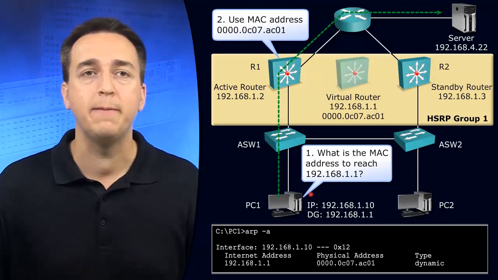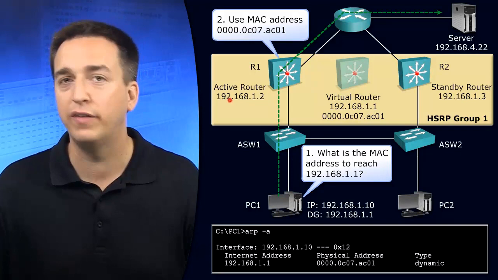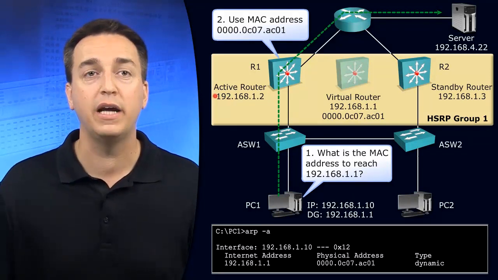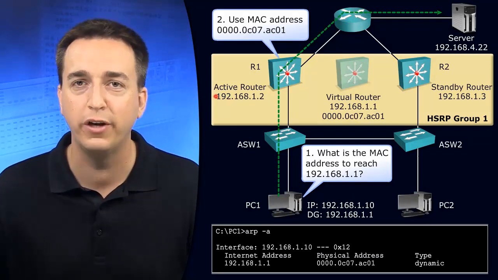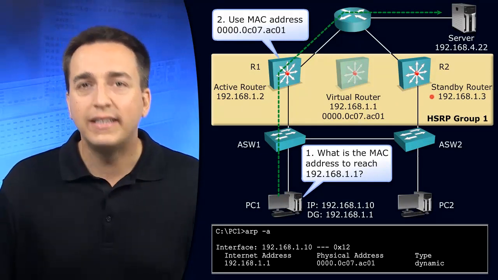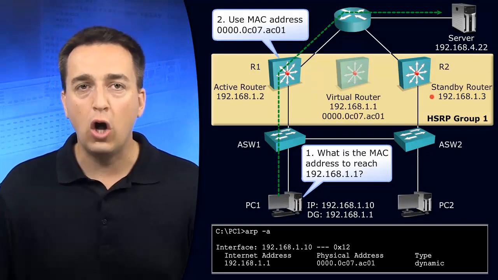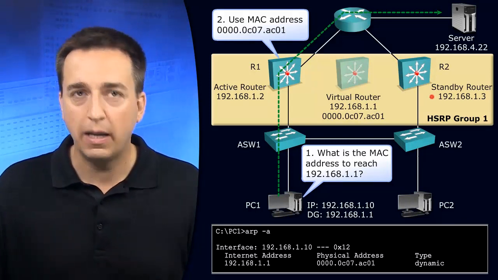that PC1 is in. Using SVI, switch virtual interfaces, for example, interface VLAN 10, they have been configured with the IP addresses 192.168.1.2 and 192.168.1.3. So let's say we're using the subnet mask of /24 on all these devices. They would all be within the same subnet in this case.